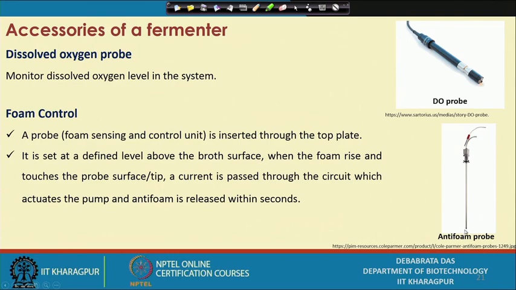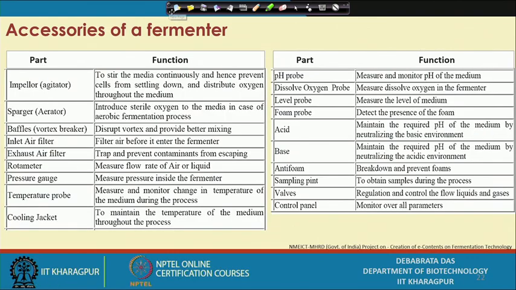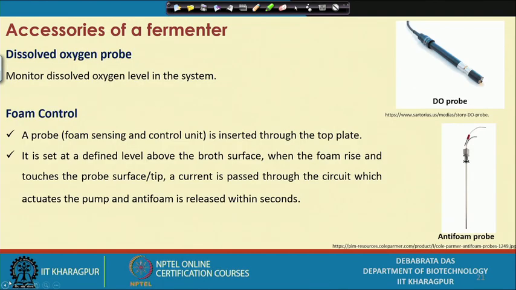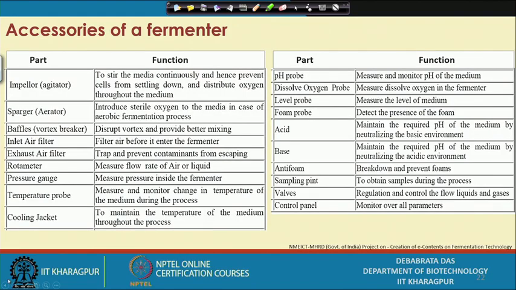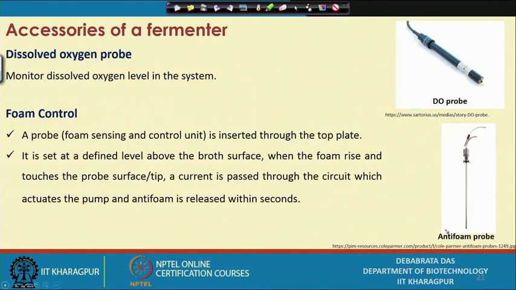Foam control, I told you, is the sharp needle present at the top of the fermenter. Suppose this is where the foam touches here, then a pump connected with some anti-foam oil tanker will draw the liquid anti-foam oil and put it in the fermenter to subside the foam. That is how the foam control takes place.